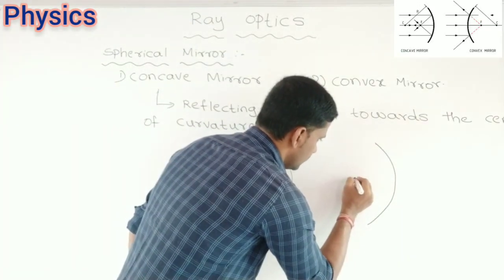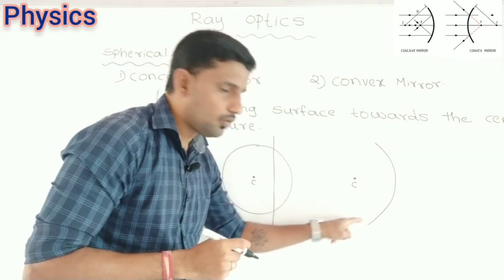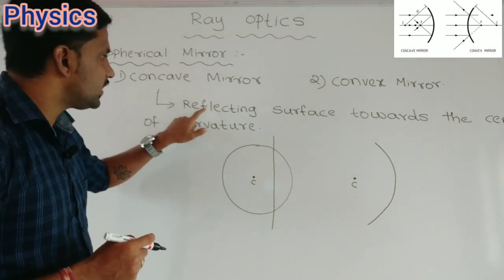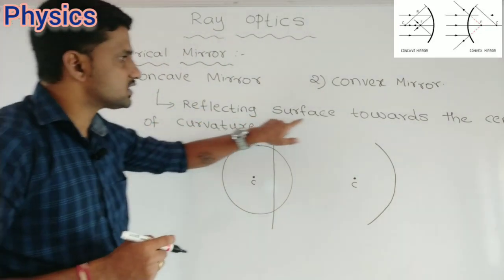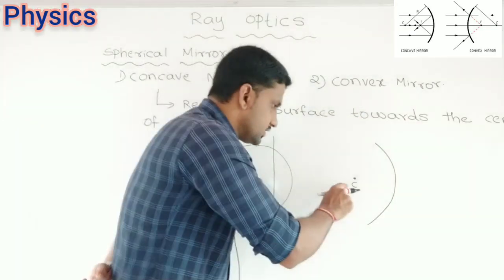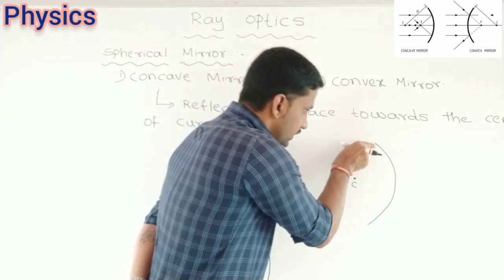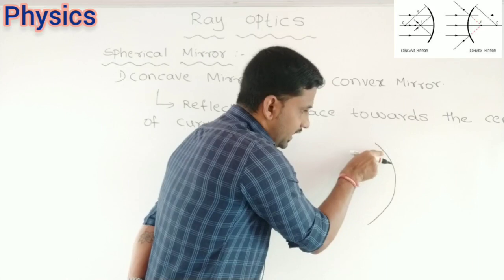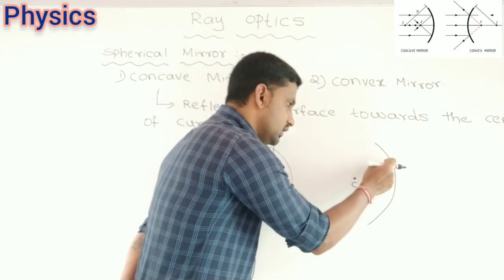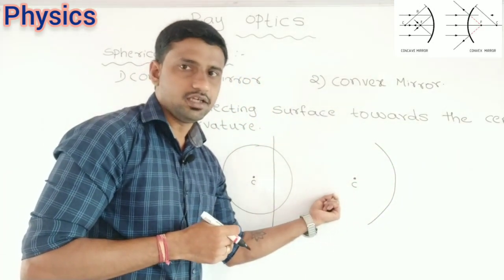So I am taking the center here. This is the center. And this is the shape of the concave mirror. By definition, a concave mirror is a mirror whose reflecting surface is towards the center of curvature. That means this is the shape of the concave mirror, and its reflecting surface should be towards the center. That means the face of the reflecting surface is towards the center of curvature.